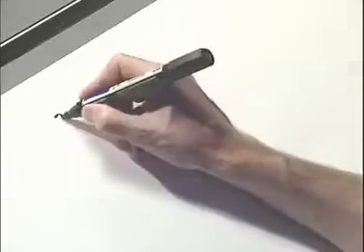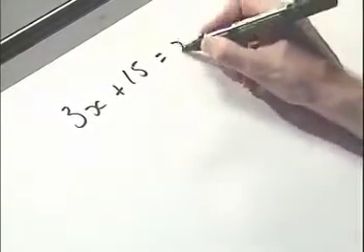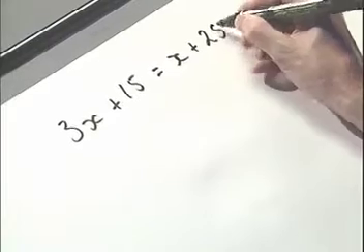In this session, we're going to be having a look at simple equations in one variable. And the equations will be linear. That means there'll be no x squared terms, no x cubes, just x's and numbers. So let's have a look at the first one. 3x plus 15 is equal to x plus 25.